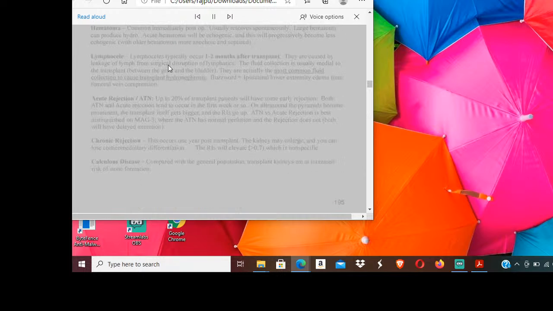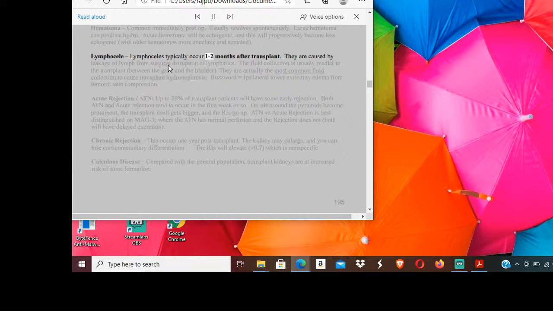Hematoma. Common immediately post-op, usually resolves spontaneously. Large hematoma can produce hydro. Acute hematoma will be echogenic, and this will progressively become less echogenic, with older hematomas more anechoic and septate.